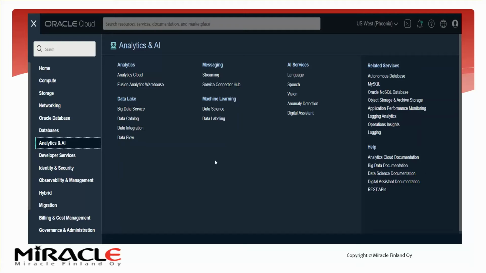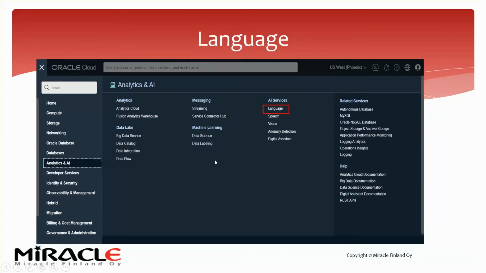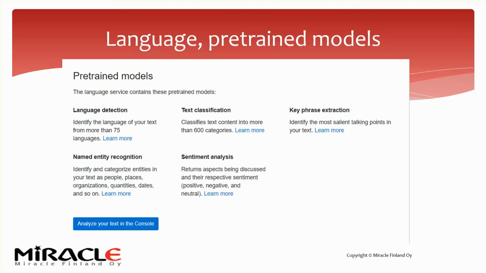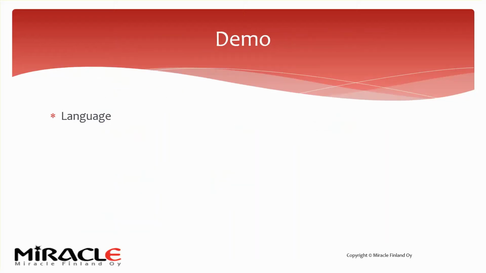So how do these AI services work? Let's start with language. We're not going through all these possible solutions. We just see some examples so that you can get an understanding of how they work. Language can be found from here. Language has pre-trained models for language detection, named entity recognition, text classification, sentiment analysis, and key phrase extraction. And in this brief demo, we will take a look at what that actually means.